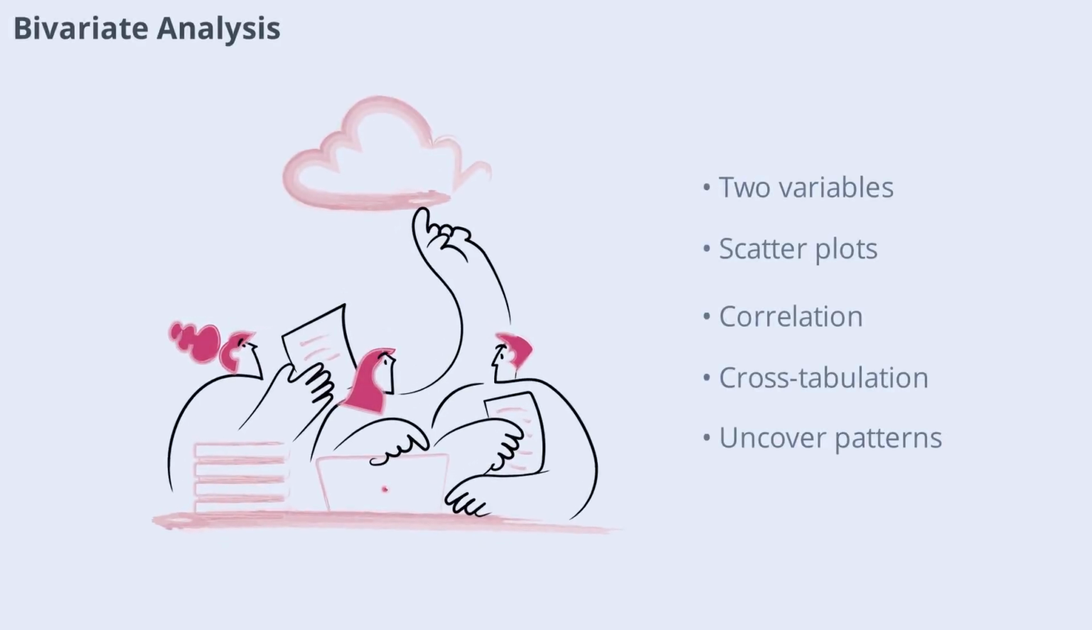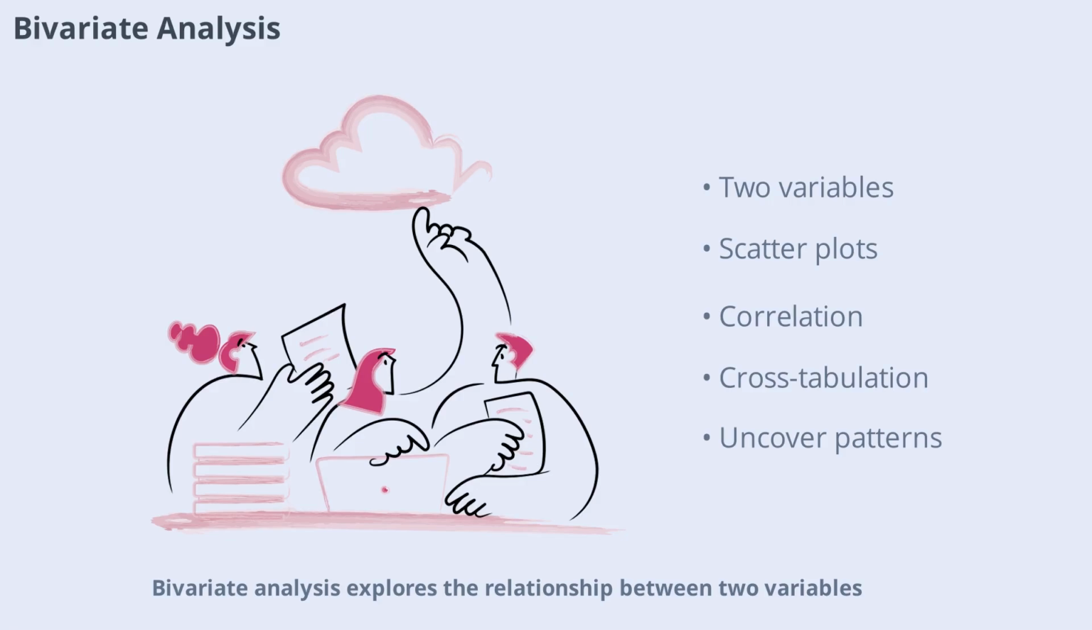Bivariate analysis explores the relationship between two variables. We use scatter plots, correlation coefficients, and cross-tabulations to see how variables interact. This helps us uncover patterns and dependencies that inform our modeling choices.